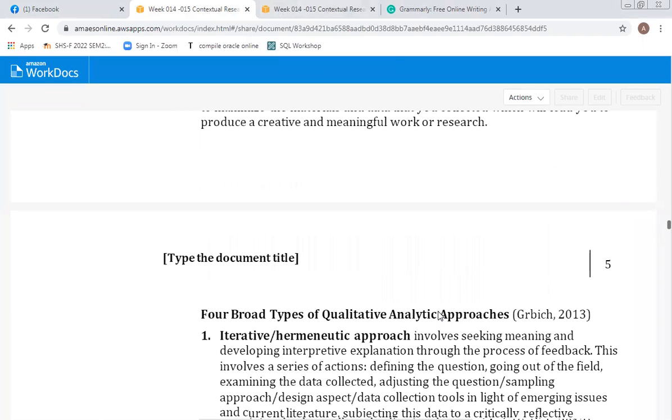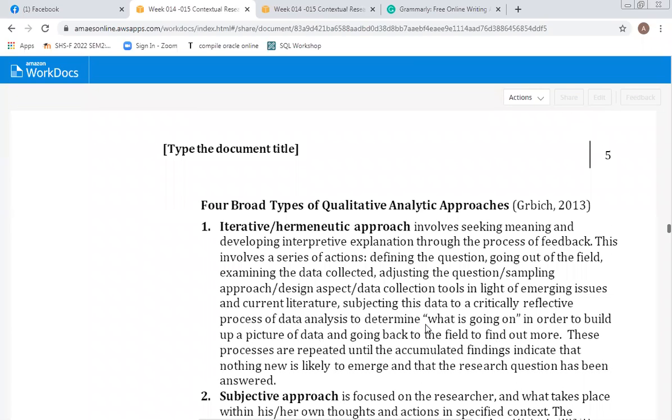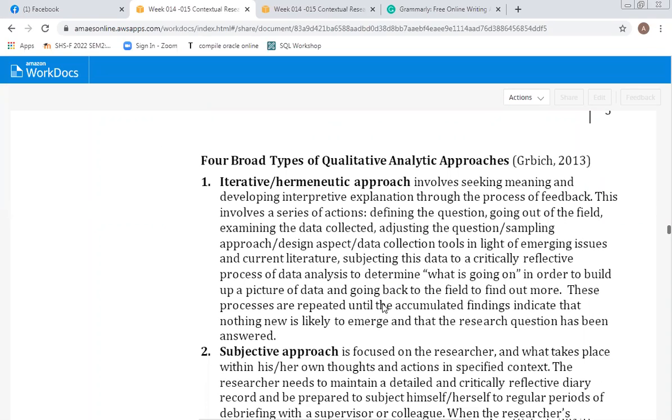Okay? There are four approaches. There are four approaches or analytic approaches to qualitative research. So, ano ba yung approach? Okay. Number one is iterative, or hermeneutic approach. It involves seeking meaning and developing interpretive explanation through the process of feedback.